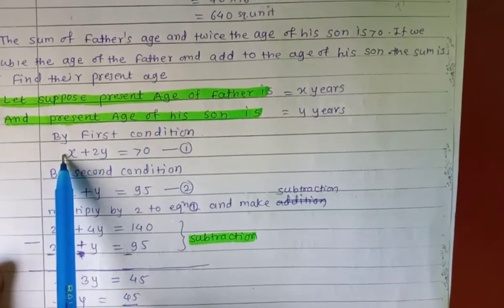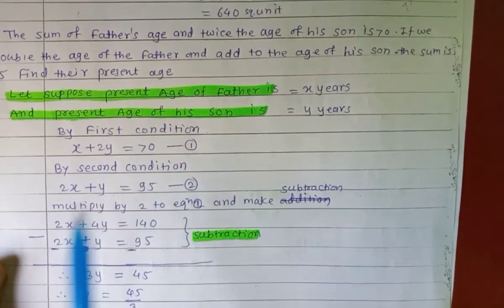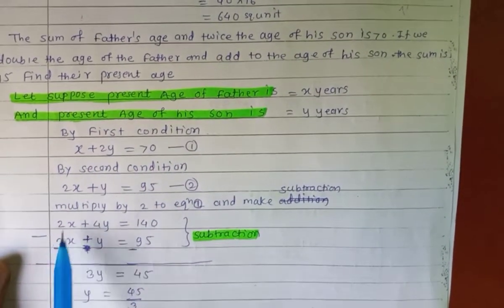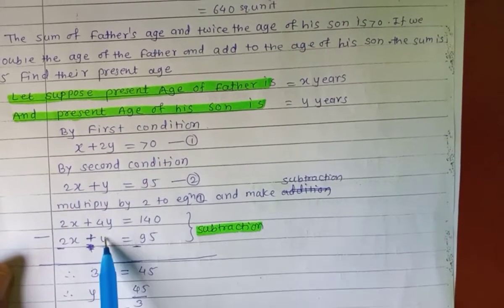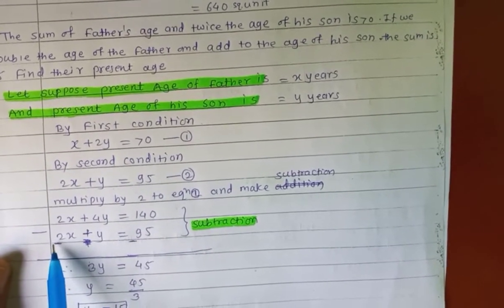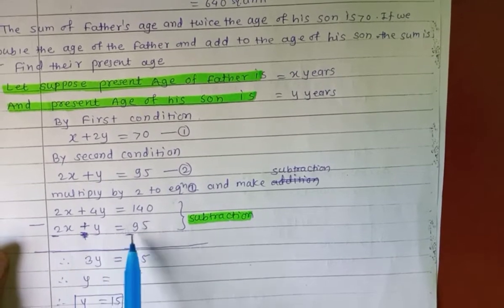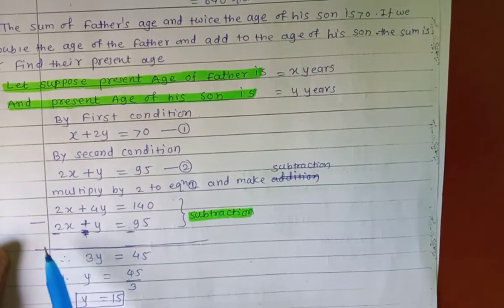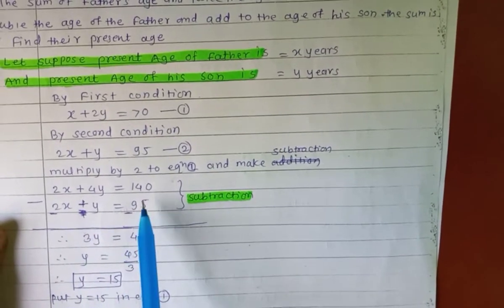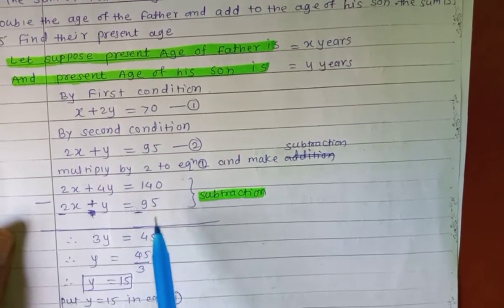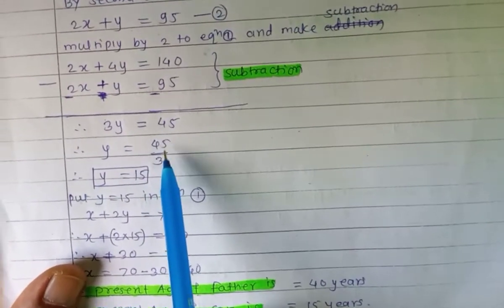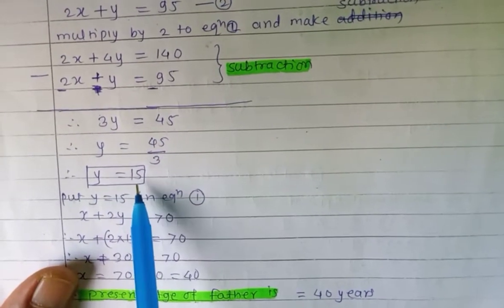Here 2x plus 4y equal to 140. We have multiplied by 2 here, and 2x plus y equal to 95 as it is, but subtraction means change the sign of the second equation, minus, minus, minus. So 2x gets cancelled, 4y minus y is 3y, 140 minus 95 is 45, therefore y equal to 45 by 3, y equal to 15.